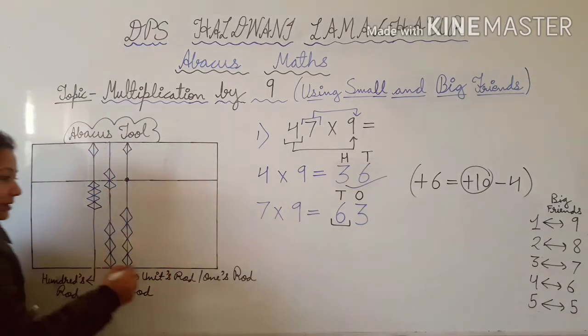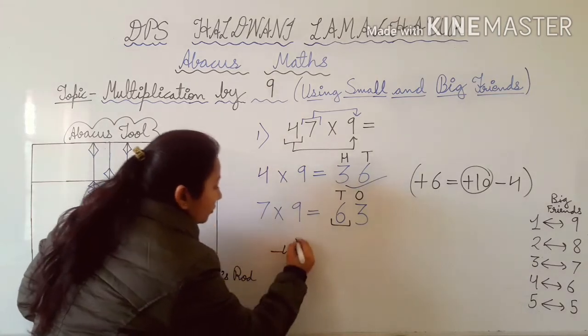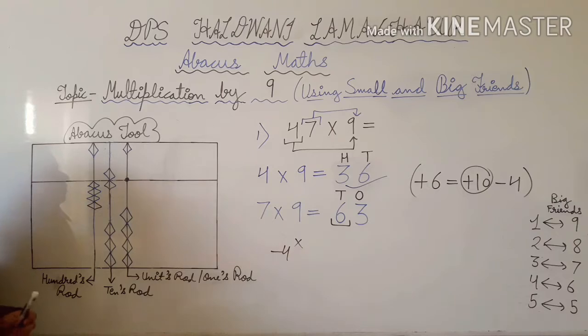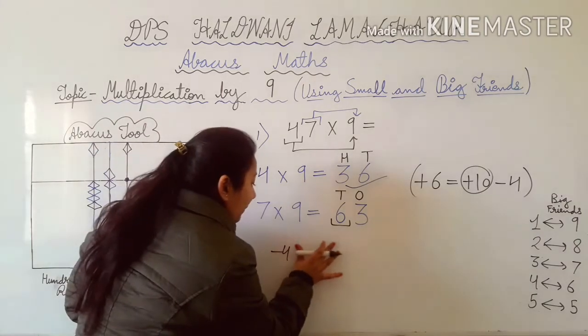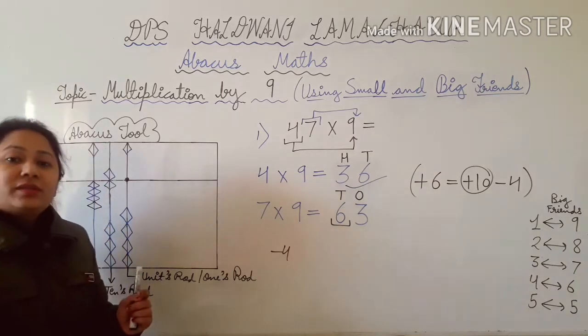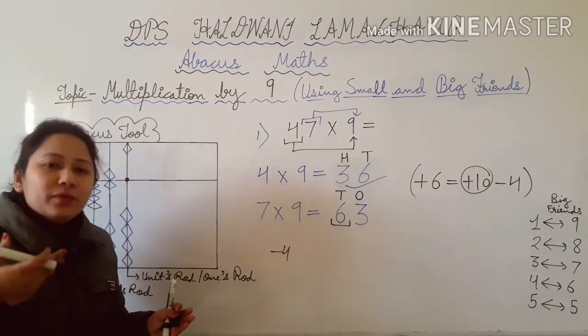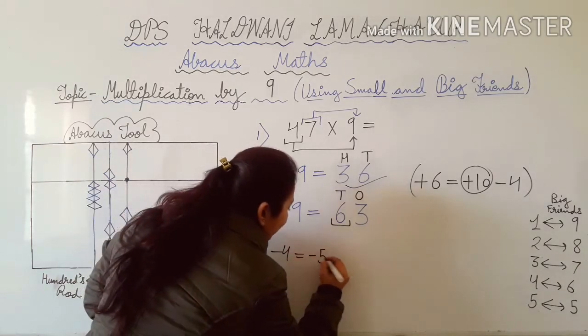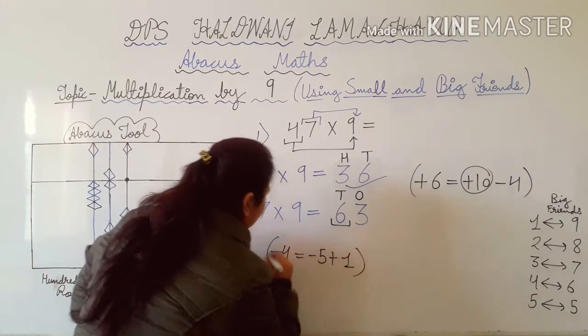Now you can see kids that minus 4 you can't do because there is only one B. Now for minus 4 again apply the formula. What is the formula for minus 4? Now see, first of all use the small beads. Don't rush for the big beads. Now the formula for minus 4 is minus 5 plus 1.